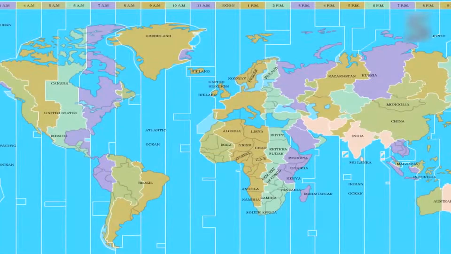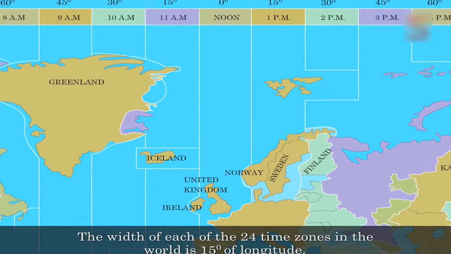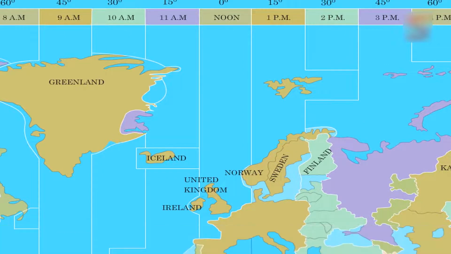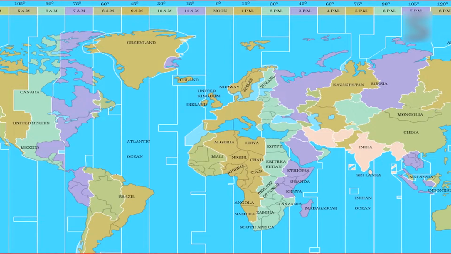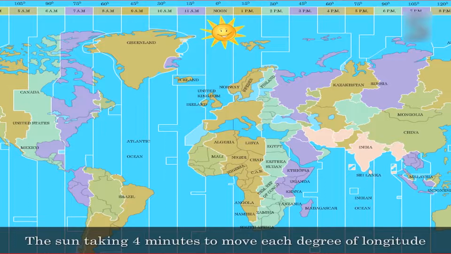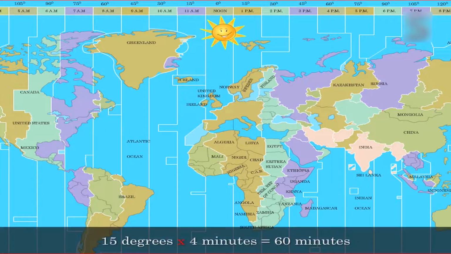In order to address these confusions in the time, the world has been divided into 24 time zones, starting with the Greenwich meridian and going east and west. The width of each of the 24 time zones in the world is 15 degrees of longitude. This implies that there is a difference of 1 hour between one time zone and the next time zone. Students, how do you think the difference is 1 hour? With the width of the time zone being 15 degrees of longitude, and the sun taking 4 minutes to move each degree of longitude, it is 15 degrees multiplied by 4 minutes, which is 60 minutes.